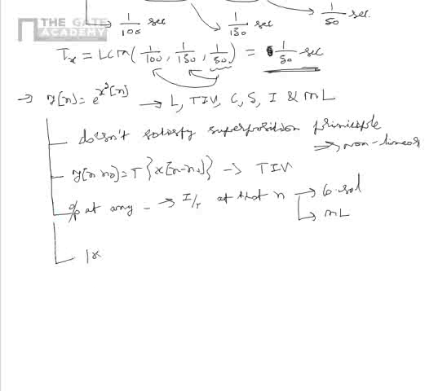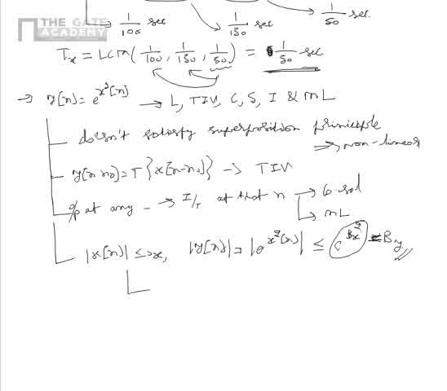We can also say that for any bounded input, mod of x of n less than or equal to Bx, we have mod of y of n is equal to mod of e power x square n, which is less than or equal to e power Bx square. As Bx is finite, e power Bx square will also be finite. So this could definitely be equal to By, which is finite. From this, we see that for a bounded input, the output is also bounded. From this, we can say that the system is stable in the BIBO sense.